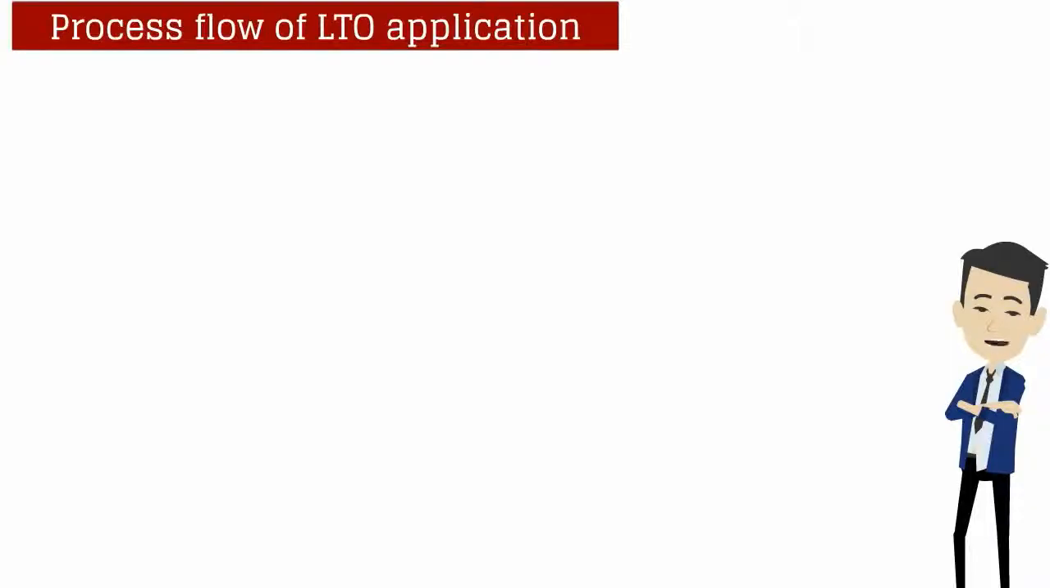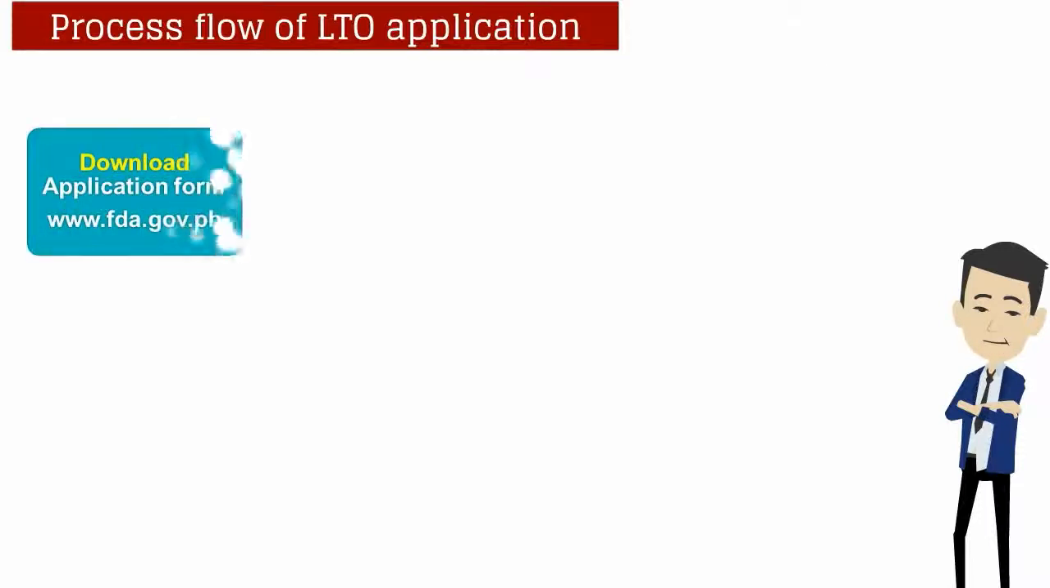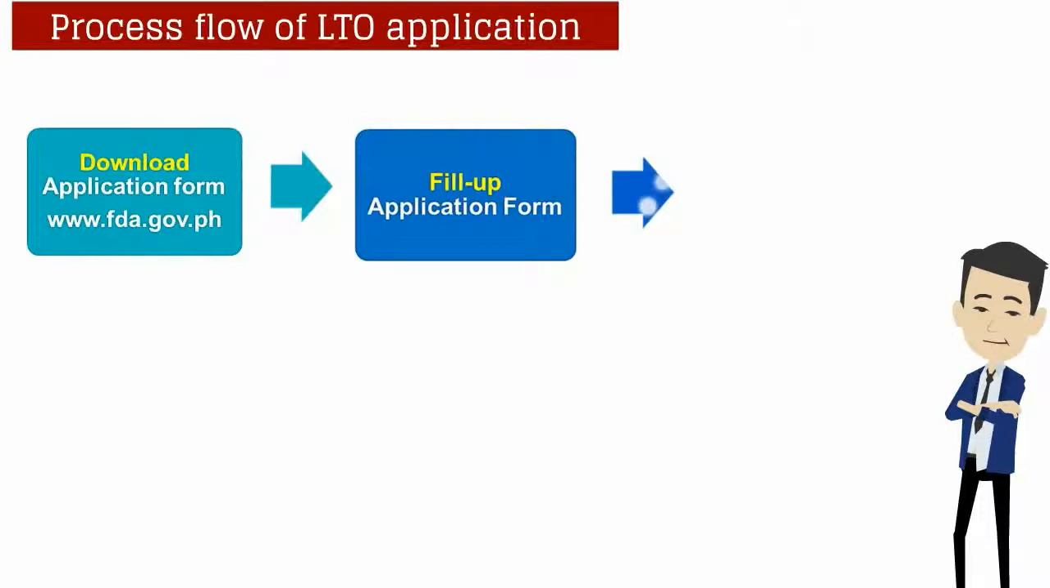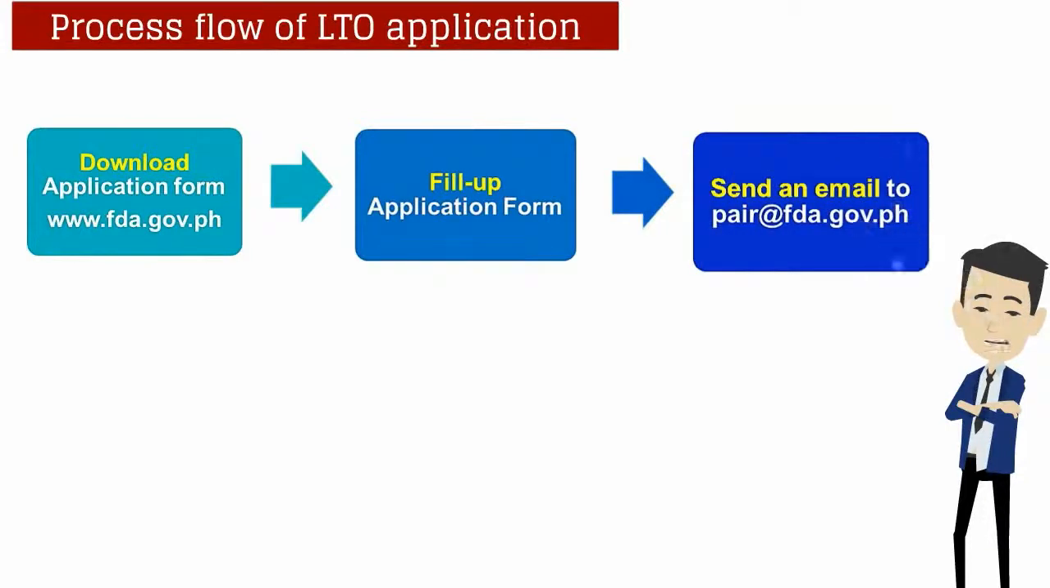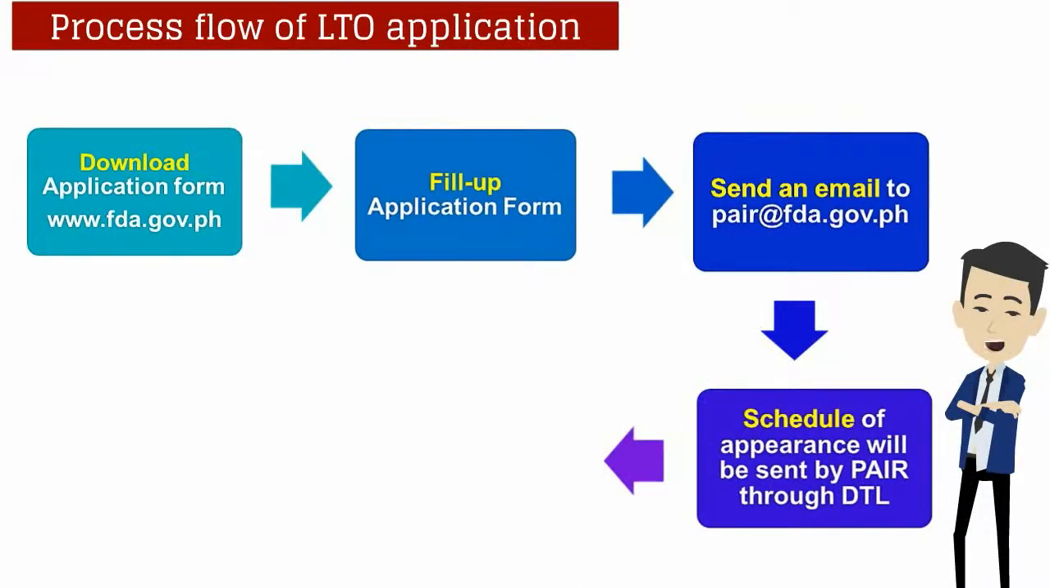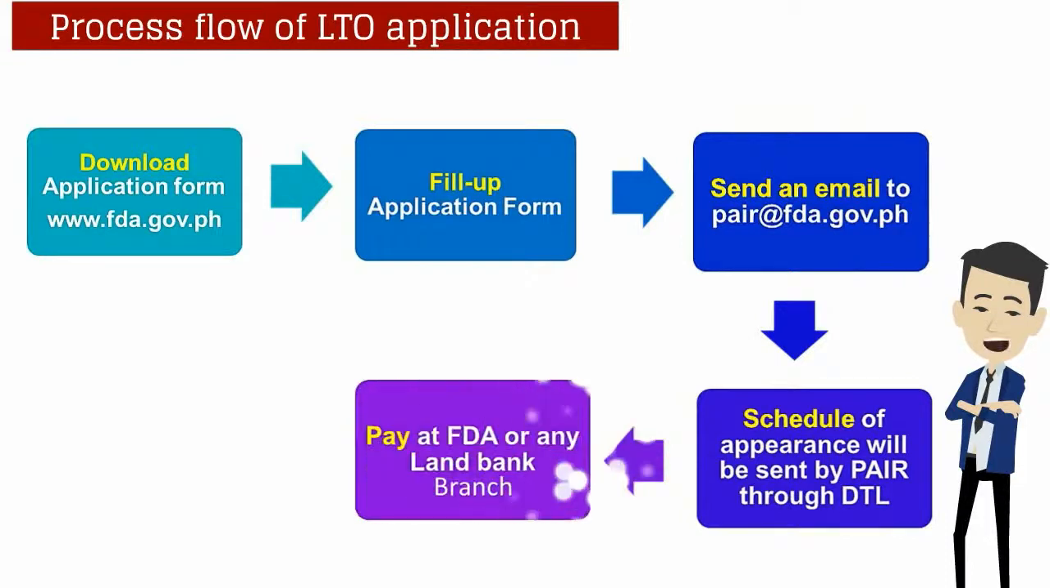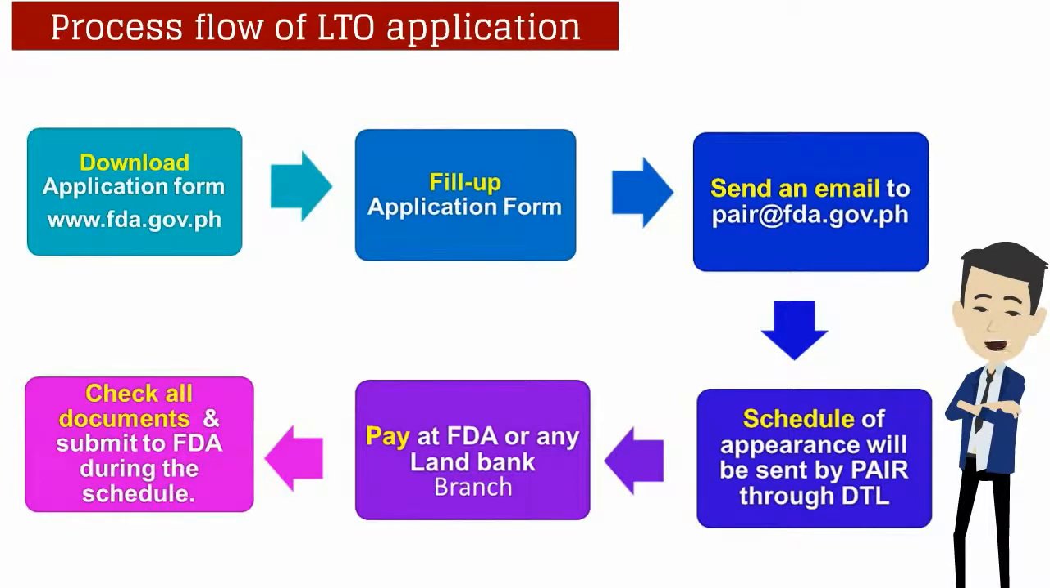Below is the process flow of LTO application. First, download application form. Second, fill up the application. Third, send an email to parent@fda.gov. Fourth, schedule of appearance will be sent by PAIR through DTL. Fifth, pay at FDA or any land bank branch. And sixth, check all documents and submit to FDA during the schedule.